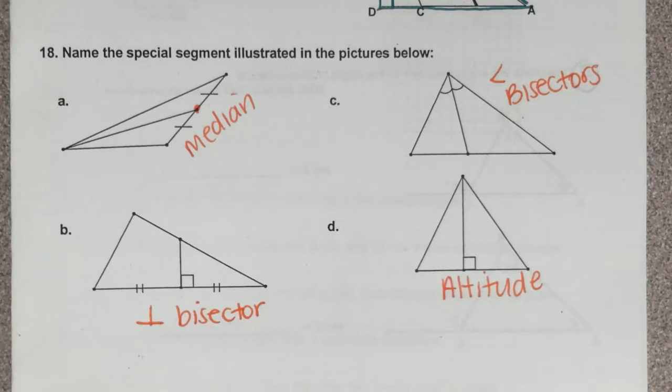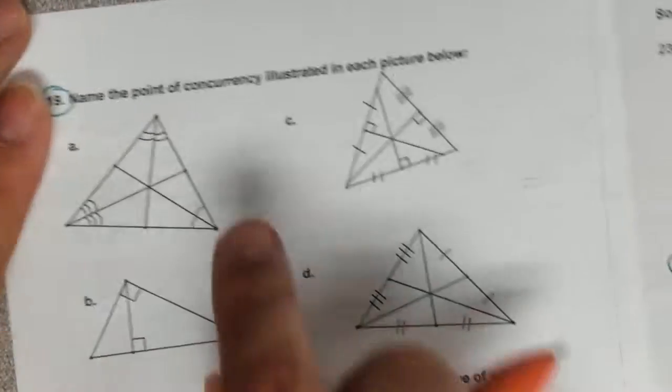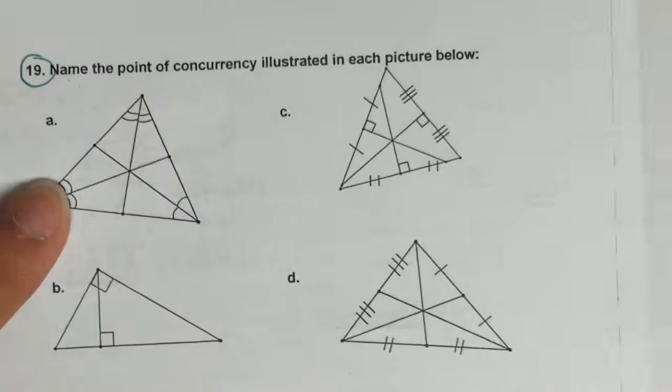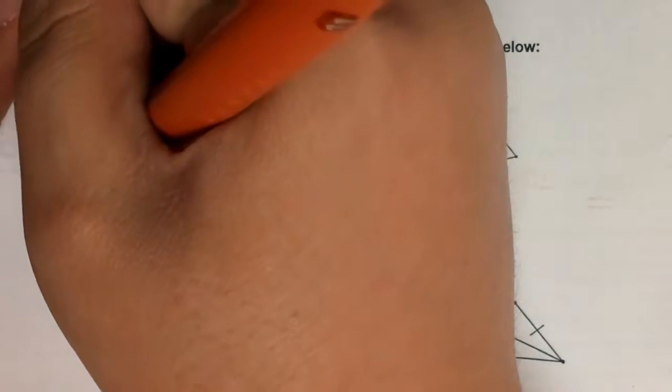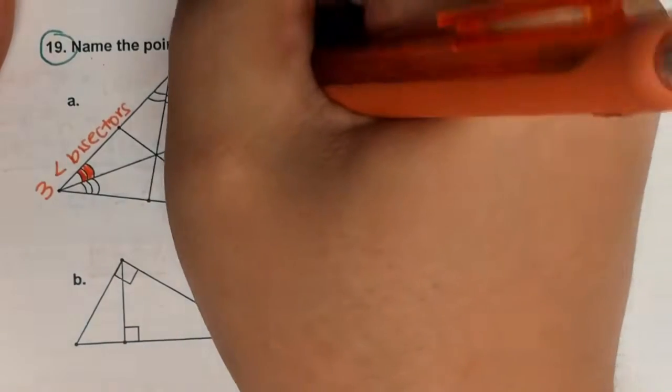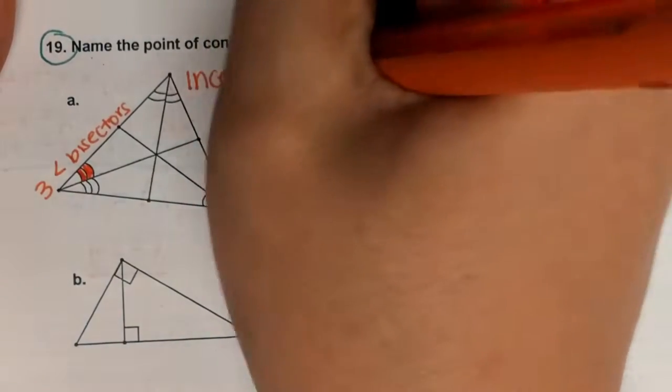But what if I have 3 lines? Open up or turn over to number 19. What if I have 3 lines? It depends on which one it is. So what is this right here? What do I have 3 of? These are angle bisectors. Do y'all agree we have arches? So because these are 3 angle bisectors, what is that going to be? Incenter.